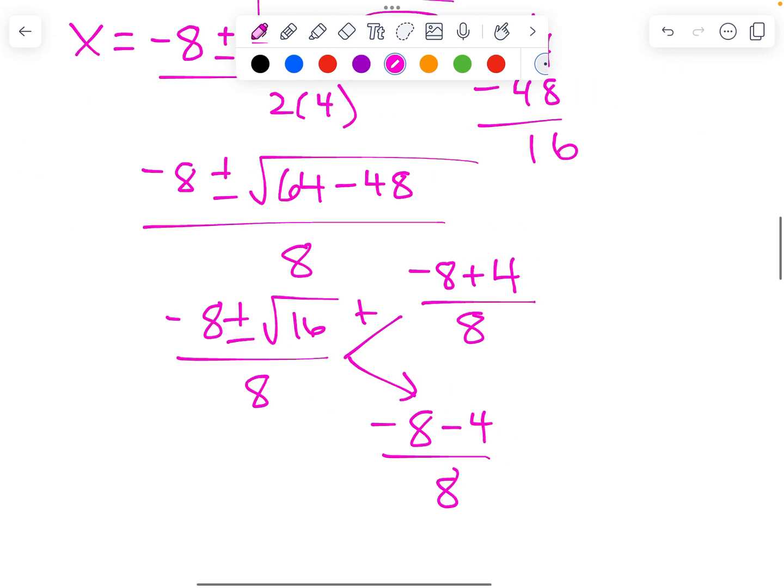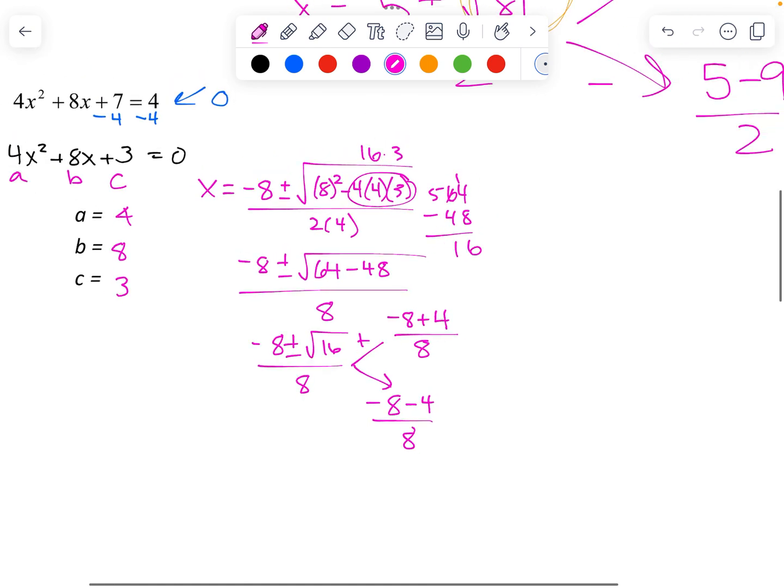So these are still rational numbers because I can still find the square root of 16. They're actually fractions. But for example, if I had gotten the square root of 14, then I would just go ahead and figure out what that is as a decimal. So we know that would be like 3 point something, and then we could use that number instead.